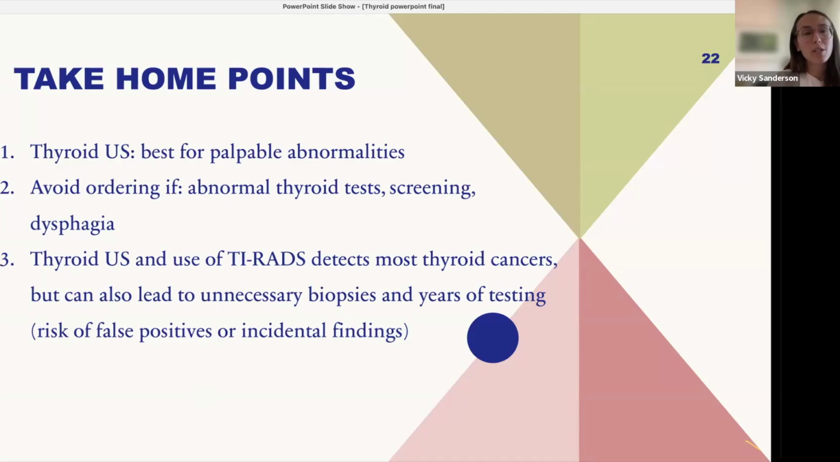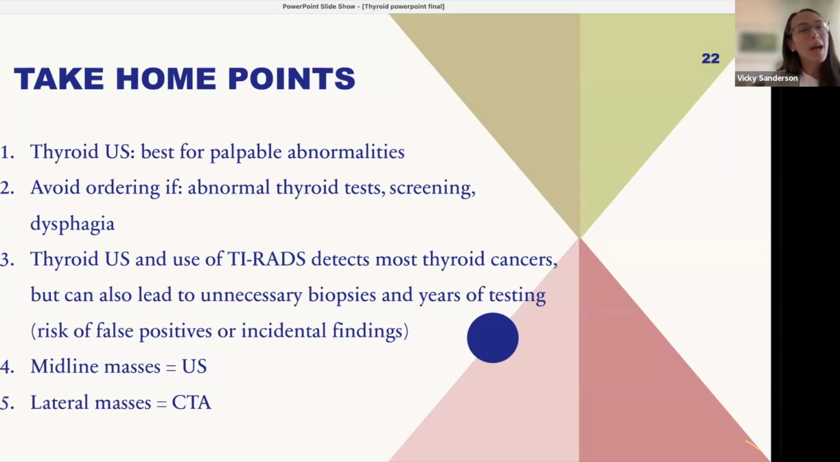So again, we just have to ask ourselves, what's our pretest probability for thyroid disease? Is this test going to change my management? What am I going to do with a false positive result and a false negative result? It's nice sometimes to stop yourself and walk yourself through those pretest probability questions to make sure that we're ordering appropriately. And then again, midline masses, very reasonable to go for that ultrasound. Lateral masses, typically best suited for a CT with contrast because of, again, those etiologies that we all discussed earlier.